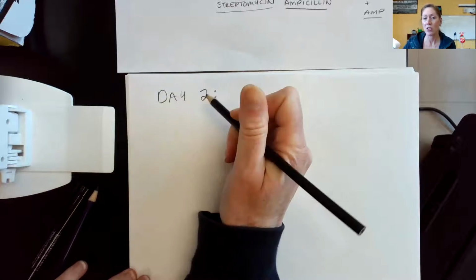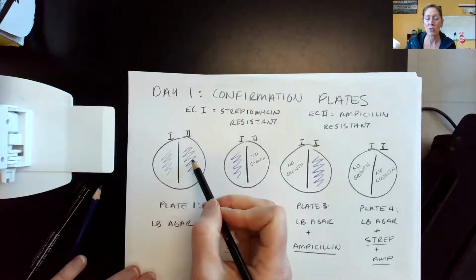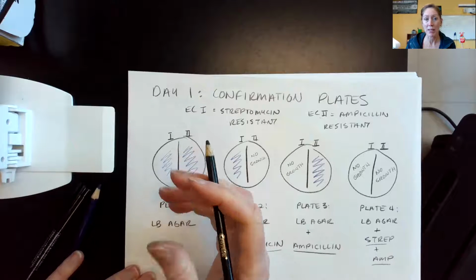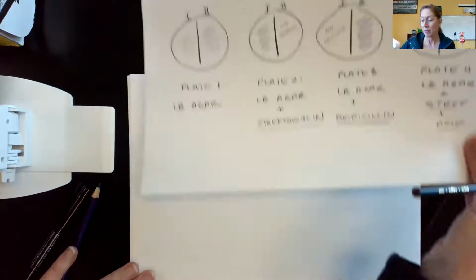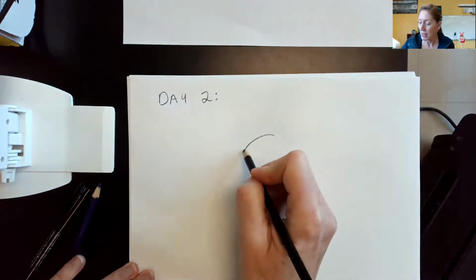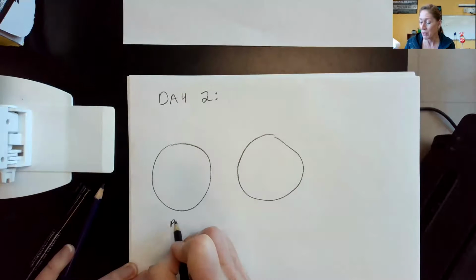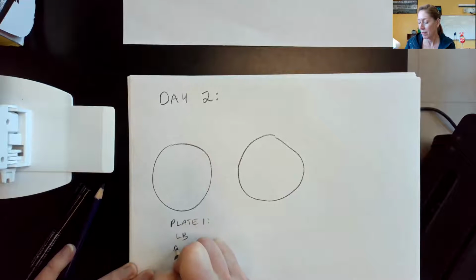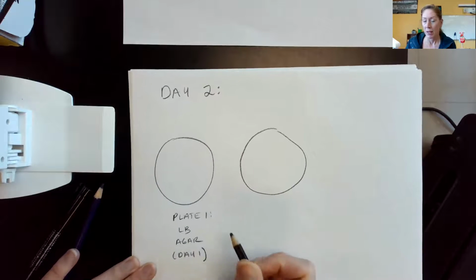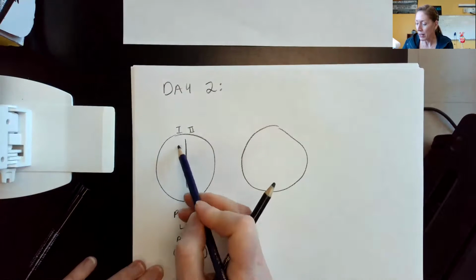And the purpose of day 2 is we're going to allow these two guys, E. coli 1 and E. coli 2, to mix together on the same plate. We're going to mix them all together and allow them to undergo conjugation. All right, so day 2, we're going to have a single plate, and we're going to take our plate 1 from the previous day. And we'll put that as our day 1. And remember, we had growth on both sides.